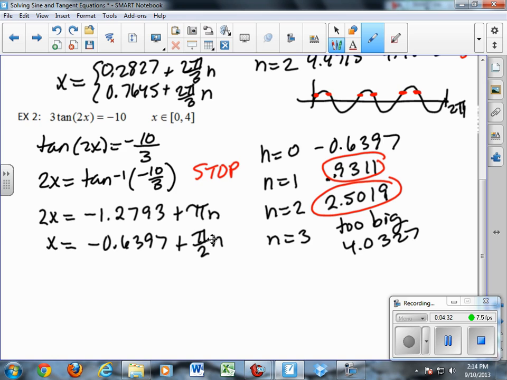Now I want angles between 0 and 4. My first angle I got is negative, so that's not the one I'm going to use. But then I'm going to add pi over 2 to that, then I'm going to add pi over 2 to that, then I'm going to add pi over 2 again, and this one's too big. So these are the two that I want. Those are my two solutions between 0 and 4.